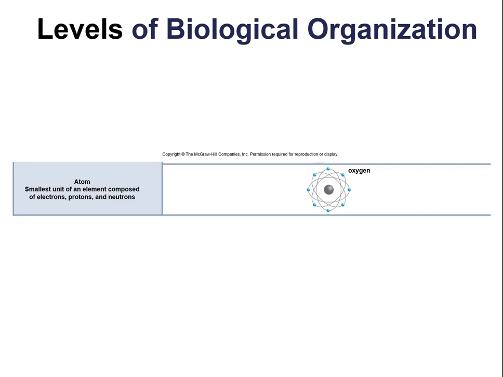Okay, so the atom. We should know the level, and we should also be able to describe it, right? So an atom is the smallest unit of an element, which is composed of electrons, protons, and neutrons. Okay, and we'll talk a little bit more about atoms. I believe that's the next chapter. Yeah, in our next chapter.